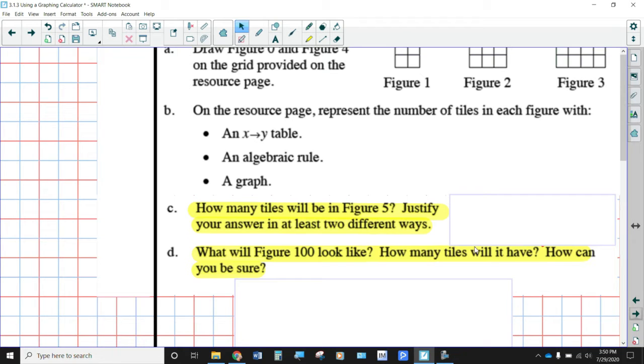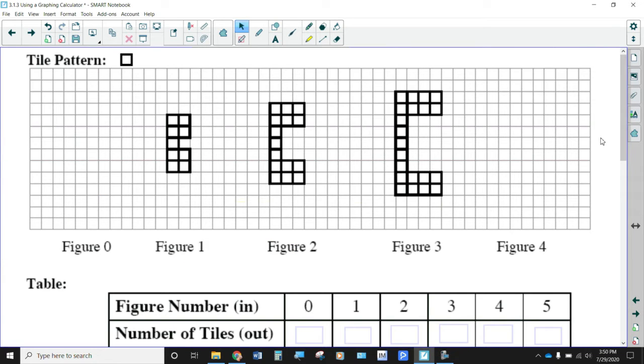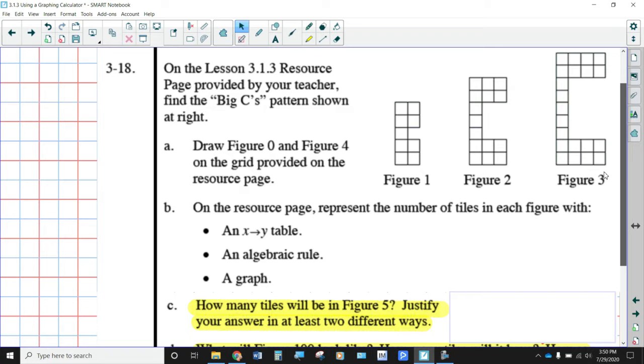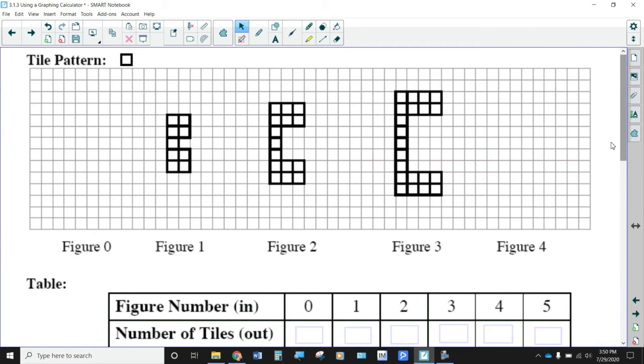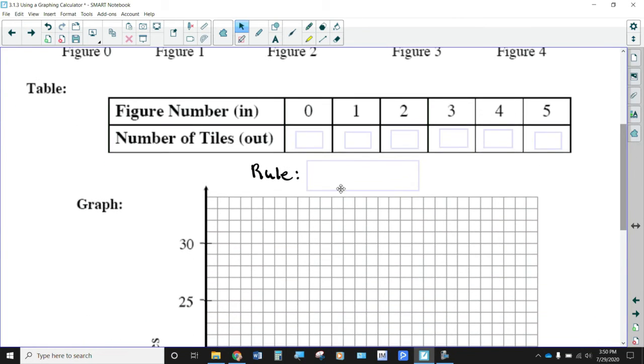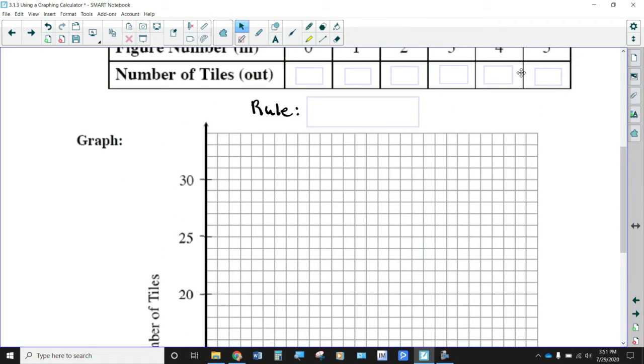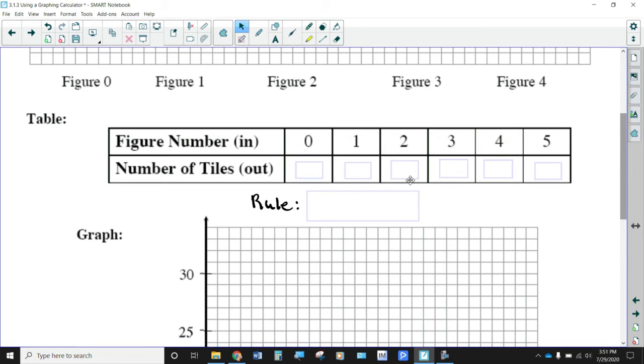Okay, so what I'd like for you to do is either use that resource page and build your figure 0 and your figure 4, and then once you figure out what that pattern is, then use that to answer the question on the previous page of how many tiles will be in figure 5. Fill in this table completely before you do that, and then let's see if we can, well, then we can graph it. That's what we would do next, is we would graph this, and I'll show you how to graph it on the Desmos calculator just using the points from your table, and then we'll see if we can play that silent board game kind of a strategy to figure out what the rule would be.